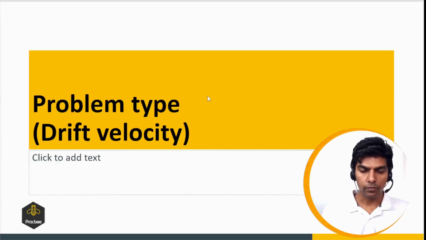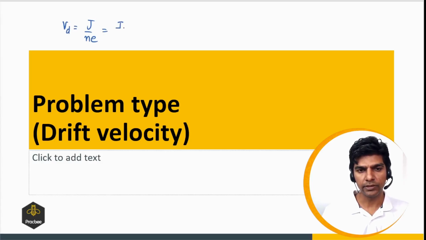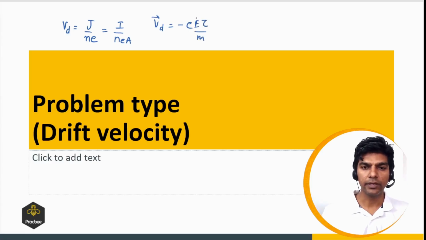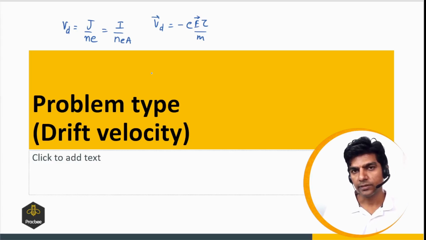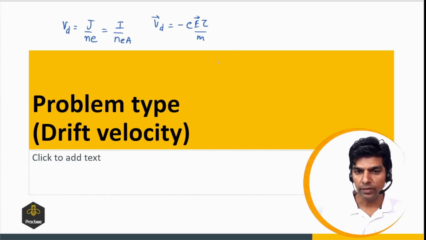Okay, next problem type is based on drift velocity. What are the formulas that you have to remember in case of drift velocity? Vd is given as J upon Ne, where J is the current density, or it can be written as I upon NeA. Or you can remember drift velocity is minus E tau by m, where E is the electric field inside the conductor, tau is the average relaxation time, and m is the mass of the charge carrier, e is the charge on the carrier.